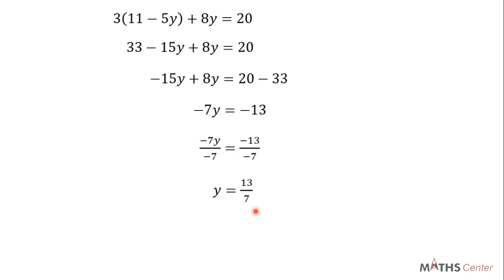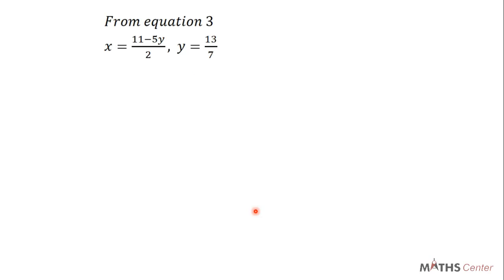Now we have to find x. We know from equation 3 that x is equal to 11 minus 5y over 2. But we have now found y to be 13 over 7. So we replace every y in this equation with 13 over 7. We have just one y here. So this is going to give us x is equal to 11 minus 5 times 13 over 7, all divided by 2.